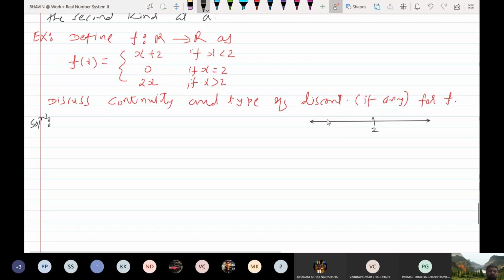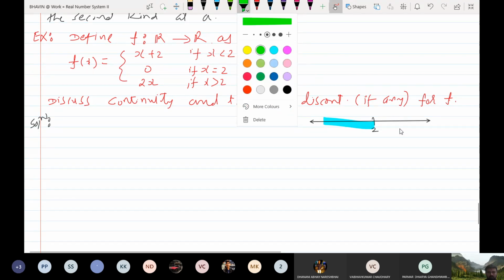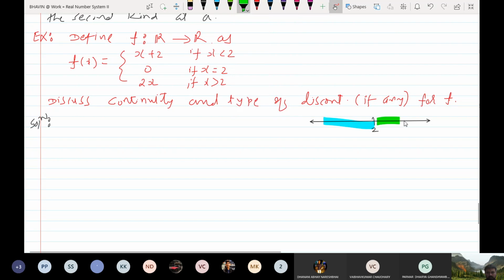This is 2. Okay. So here and here, the definition is x plus 2. Here the definition is 2x. Okay, so both are polynomials.